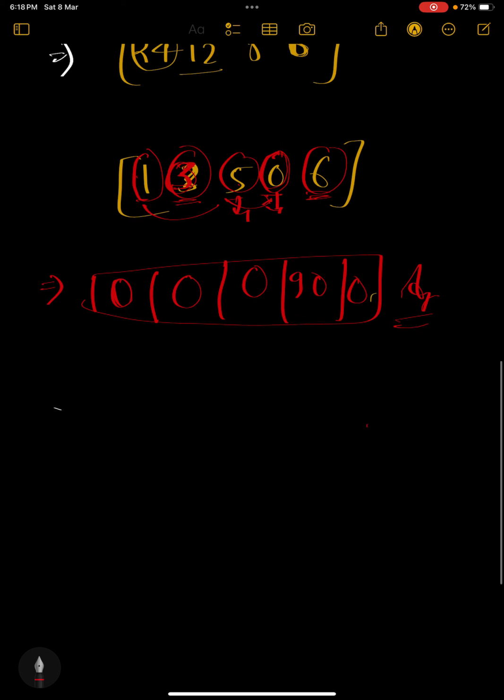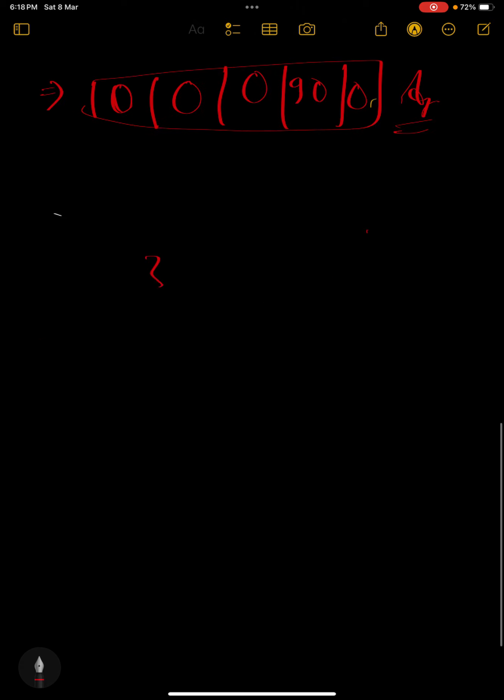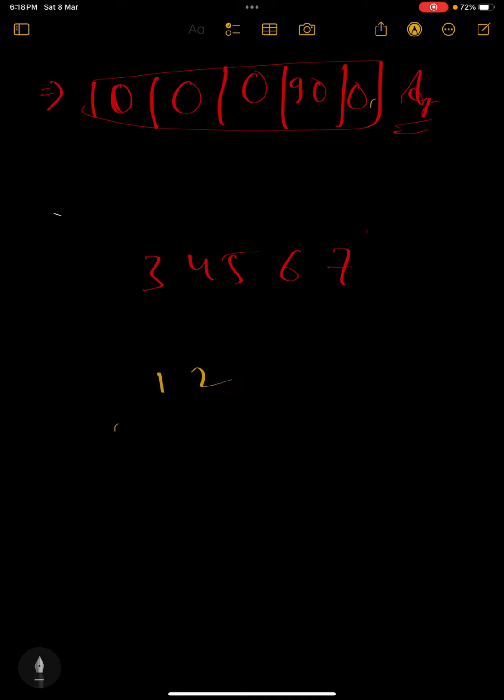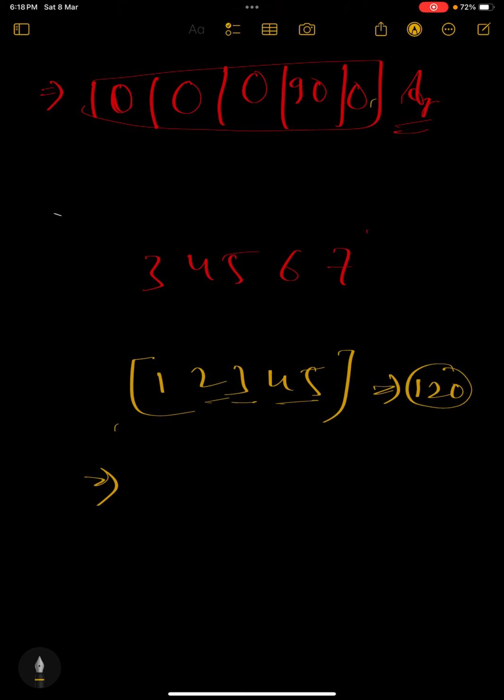So I hope you understand the question. Now I will tell you the approaches. The first approach will be simple brute force. Let's take an easier test case so you can understand easily: 1 2 3 4 5. What is the product of all elements? 5 into 4 is 20, 20 into 3 is 60, 60 into 2 is 120. The product of all elements is 120.